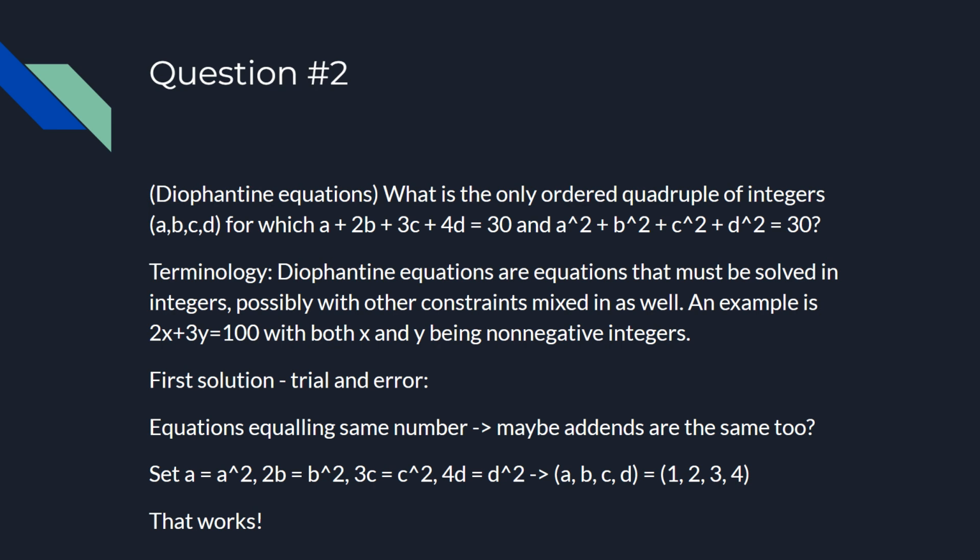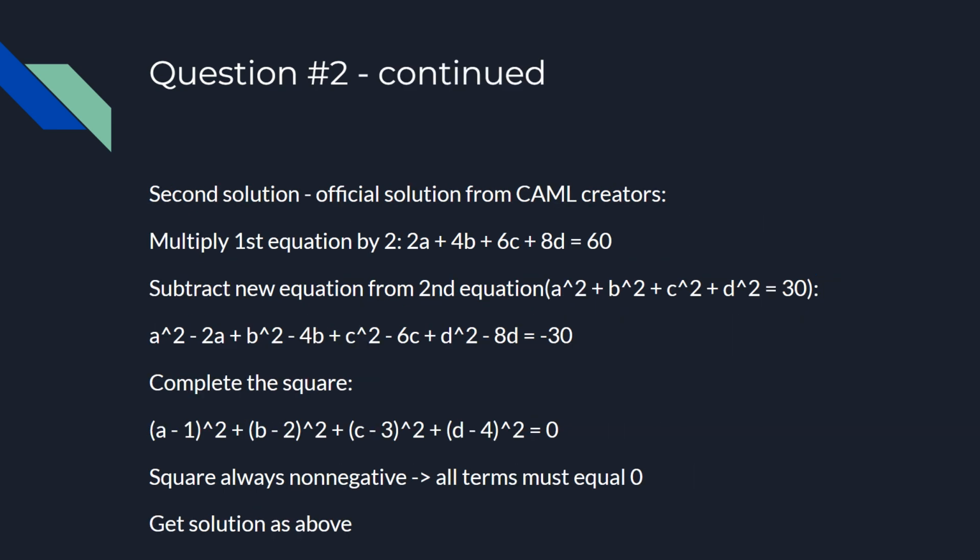In other words, we can equate the addends of each expression with each other and obtain the variables. What I did was set a equals a squared, 2b equals b squared, 3c equals c squared, and 4d equals d squared. And that gave me a equals 1, b equals 2, c equals 3, and d equals 4. We can verify that the solution works. The official solution from the official packet did this.